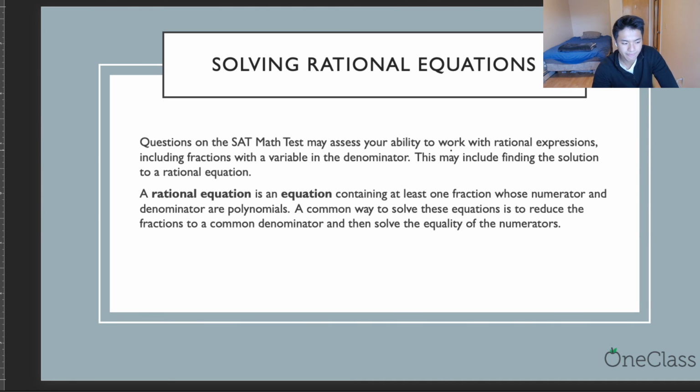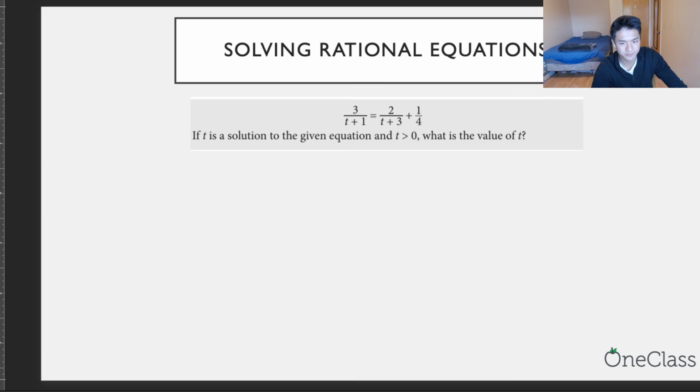This is going to be something that's kind of difficult to work with at first, but once you do a few practice problems, it's not that bad. Basically, the general approach whenever you come across a rational equation is to reduce these fractions to a common denominator so that it's not a fraction anymore. And then you're solving the equality of the numerators by making sure all the denominators are the same. I think that's best seen through an example.